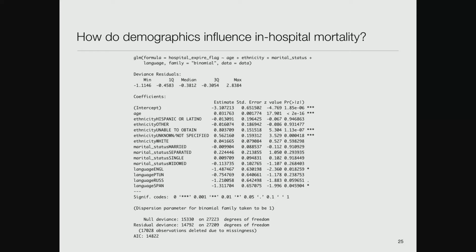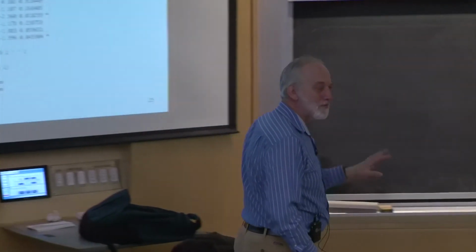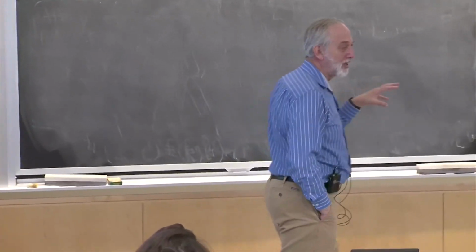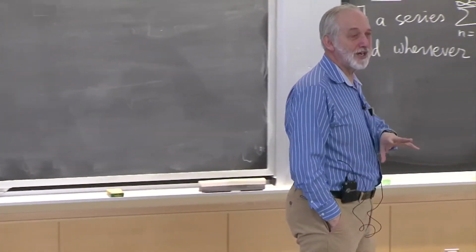So if you speak Spanish or English, you're slightly less likely to die. You see a negative contribution here. And if you speak Russian, you're slightly less likely to die. But it's significant, not at the p equal 0.05 level, but it is at the p equal 0.06 level. And marriage doesn't seem to make much difference in predicting whether you're going to die or not. Now remember, this is ICU patients, and we're looking at in-hospital mortality.